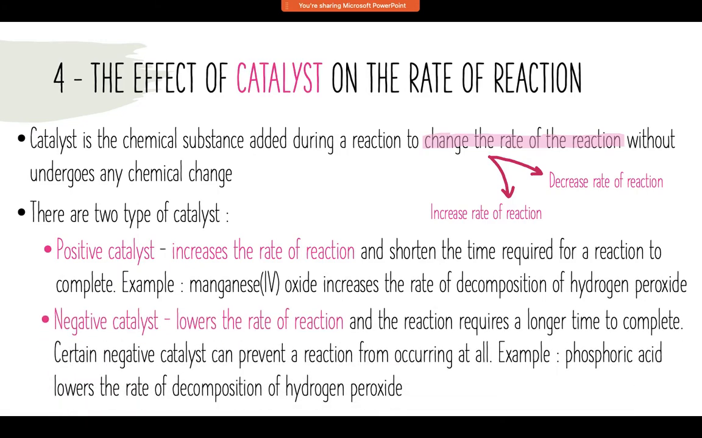Okay, untuk yang keduanya, type of catalyst number 2 is negative catalyst. So what is negative catalyst? It is a catalyst that lowers the rate of reaction. So the reaction will require a longer time to complete. And for certain negative catalysts, it can prevent a reaction from occurring at all. Example here, we have phosphoric acid as the negative catalyst because it lowers the rate of decomposition of hydrogen peroxide. So dia vice versa with the manganese 4 oxide. Yang ni positif, yang ni negatif untuk reaction yang sama, hydrogen peroxide decomposition.